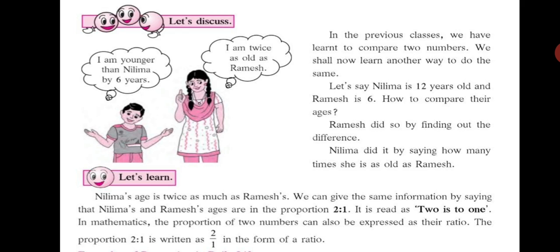It is read as 2:1. In mathematics, the proportion of two numbers can also be expressed as their ratio. The proportion 2:1 is written as 2/1 in the form of a ratio. So now that you have understood how a ratio is written, let us now solve practice set number 28.